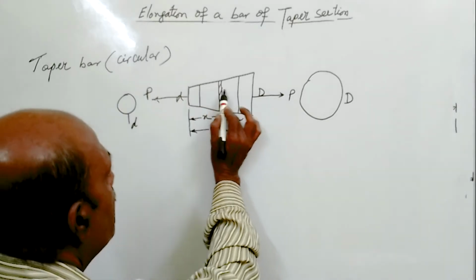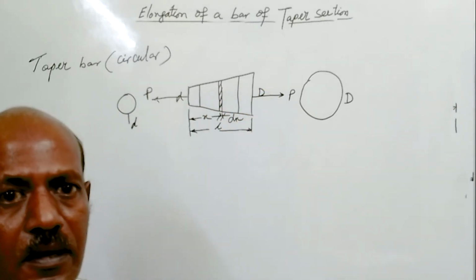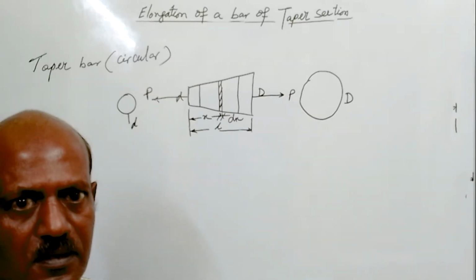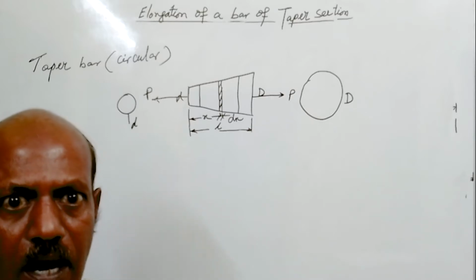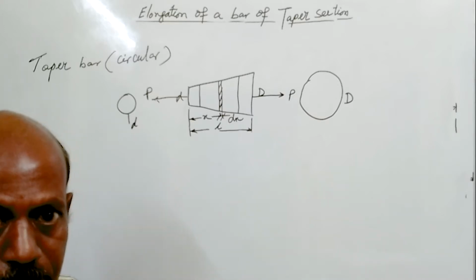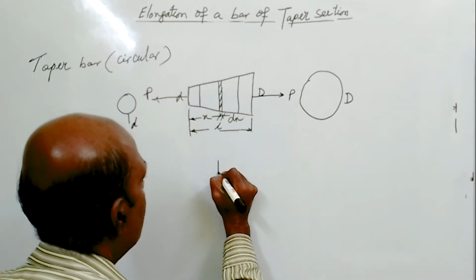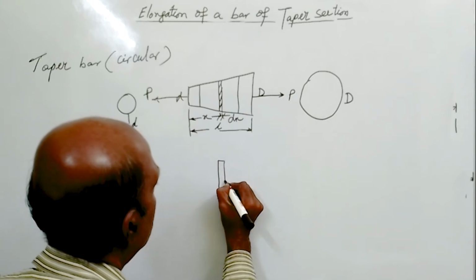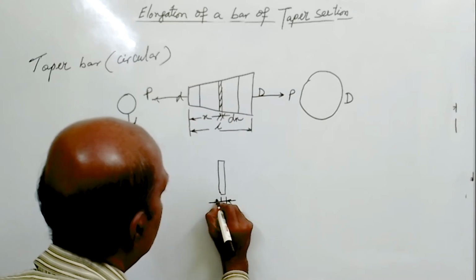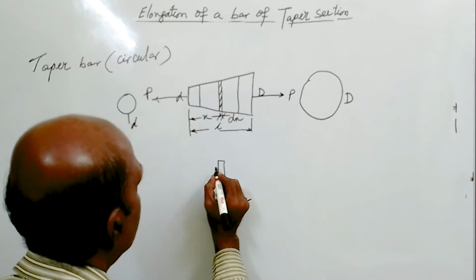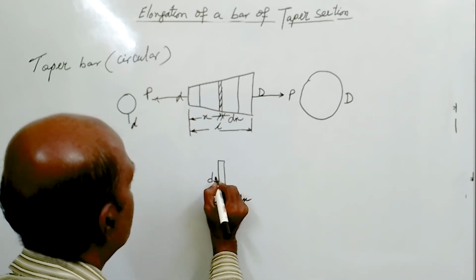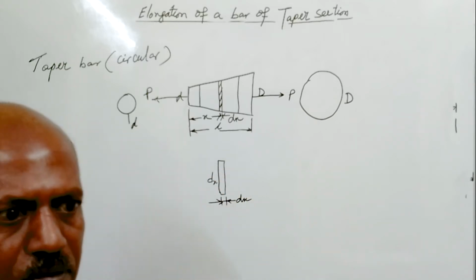So how many elements are there? There may be thousands of elements or an infinite number of elements. All the elements are under the same load P. Now we have considered that element, so we draw that element separately. The elemental length is dx, and we don't know the diameter, so say here it is d of x.